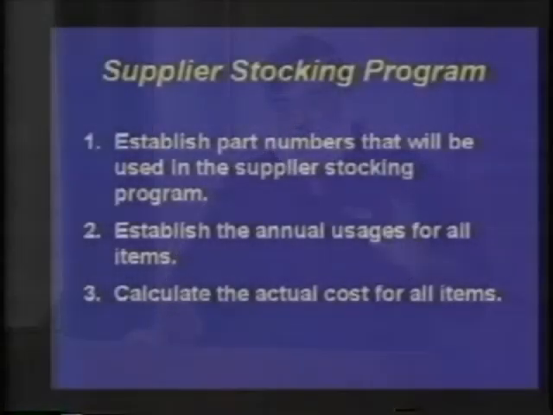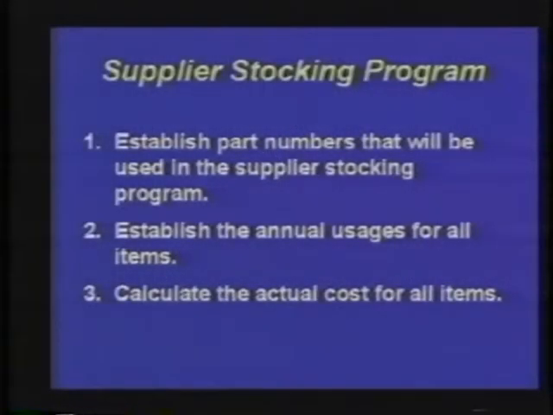The thing we don't want to do is to put a part number and a quantity in a vendor stocking program and find out that it's going to be obsolete in a very short period of time. So those are the types of analyses that should take place. Then what we're going to do is calculate the actual cost for all of the items. That would be the cost of the item multiplied by the annual projected usage.